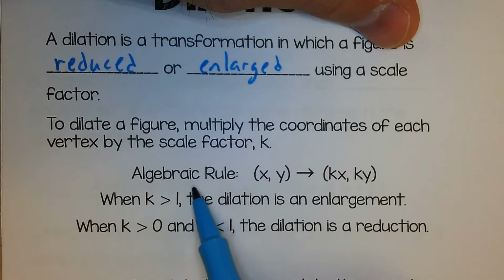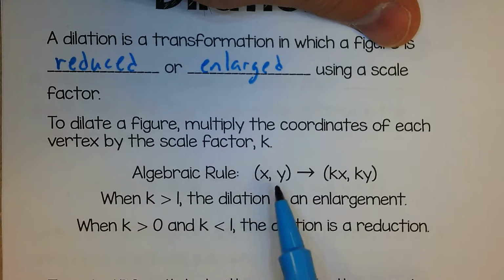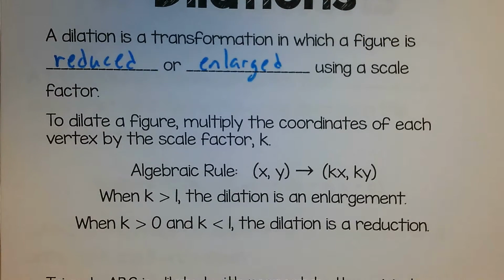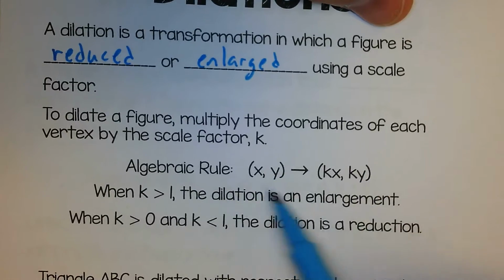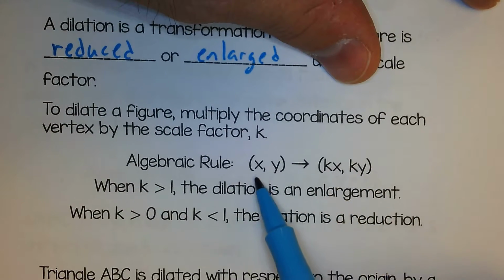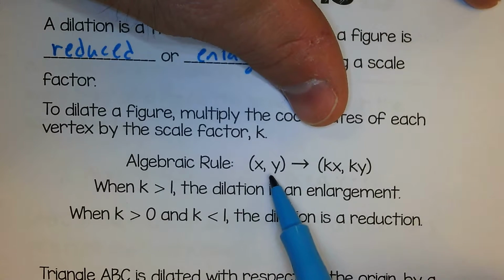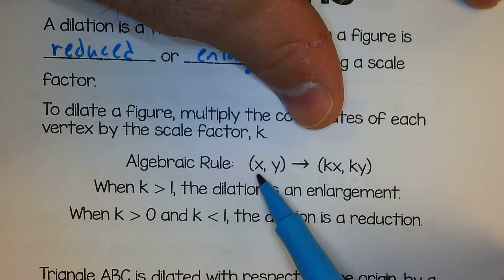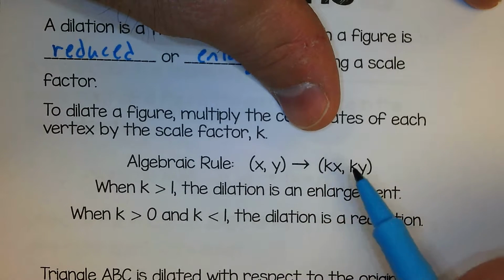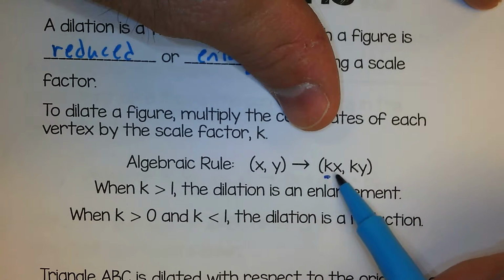Alright, so this is the algebraic rule. Now don't be scared, the algebraic rule is something that you have to recognize and that you have to use on the test so that we know what we're looking at. They're going to give you a picture and they're going to usually ask you what is the transformation that occurs, and you have to be able to look at this and determine what that means. Okay, so if we ever see a point (x, y), we're always going to start with (x, y), and it's going to transform into (kx, ky). K being the scale factor I multiply by.